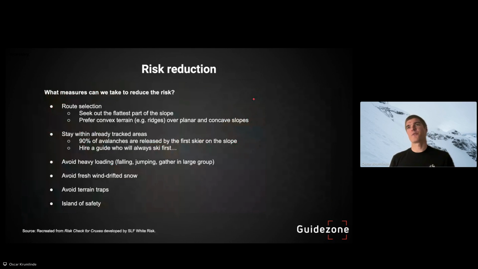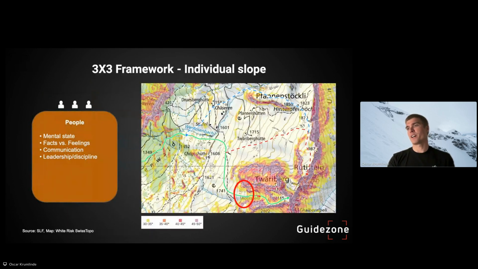So how can we reduce our risk? These are some general pointers of what you can do. You can talk about route selection. We can seek out the flattest part of the slope. As I said, with slope angle, the steeper it is, up to pretty much 40 degrees, the more likely you are to trigger an avalanche, everything else equal. In our case, we look at the couloir, this steep. It's very hard to find anything flatter than what we're walking on. You can maybe do macro adjustments, but overall it's quite tricky.